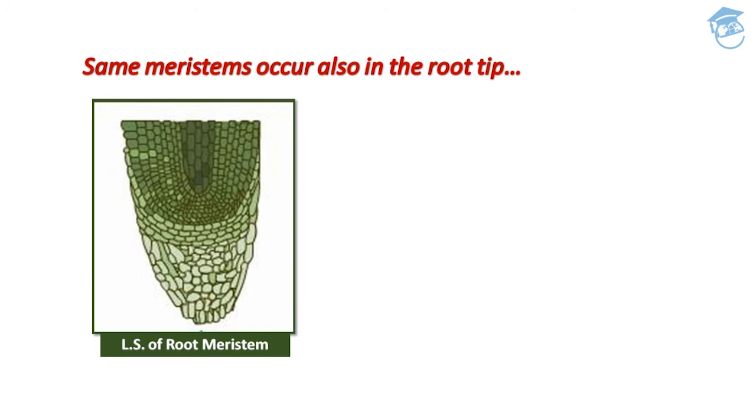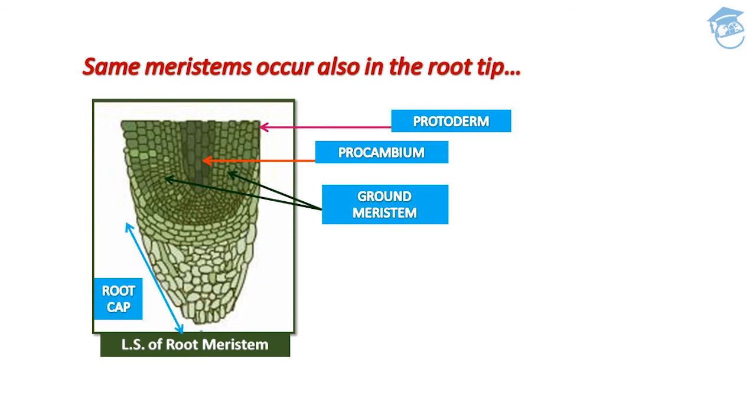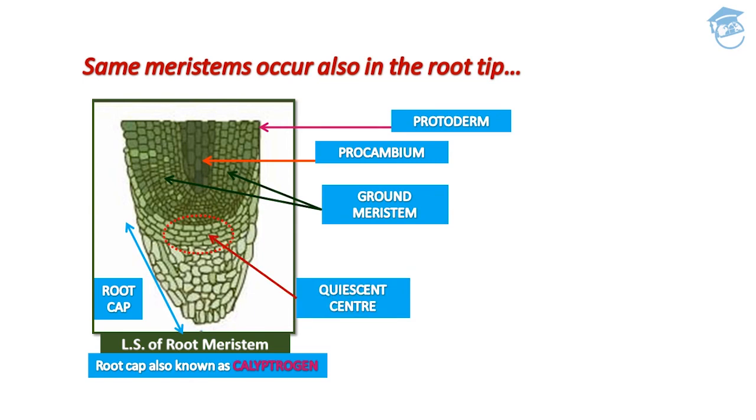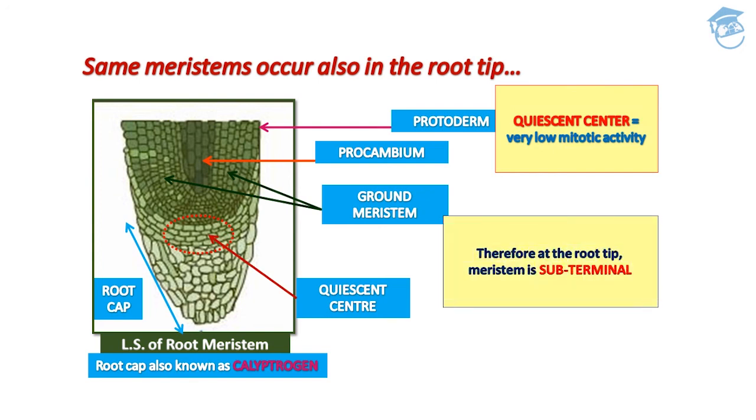Some meristems also occur in the root tip. First is protoderm, second is procambium, and this is ground meristem. And this is the root cap, which I have already taught you in the chapter Morphology of Flowering Plants in detail. So for better understanding, you can refer to that presentation. The root cap is thimble shaped. The root cap is also known as calyptrogen, and this area is called the quiescent center or Z0, that has very low mitotic activity. That means very low cell division ability. Therefore, at the root tip, meristem is subterminal.